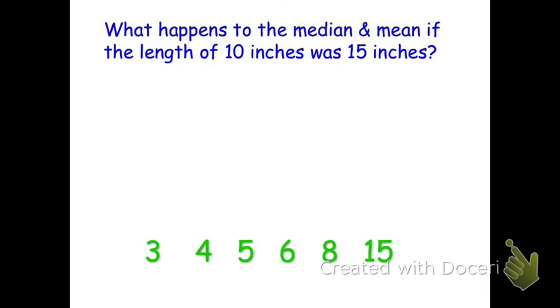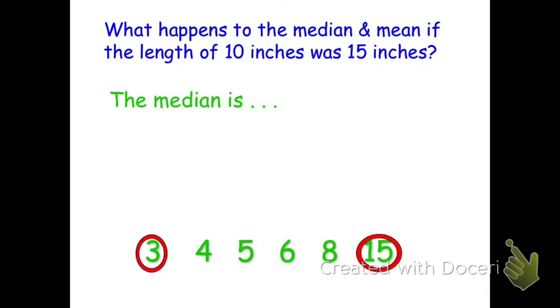After that, they changed the 10, which was the biggest point, to 15. So when you did that, what happened? Mean rose, but median remained the same. So when you change the 10 to a 15, it created more of an outlier.